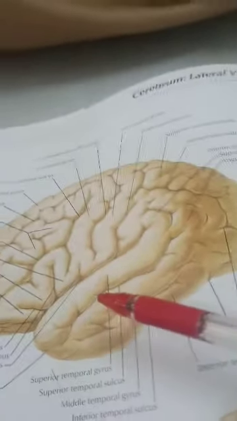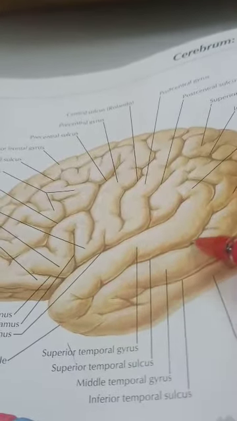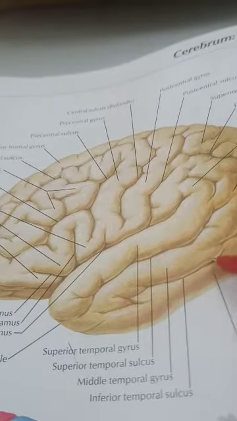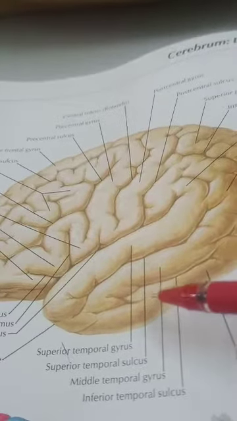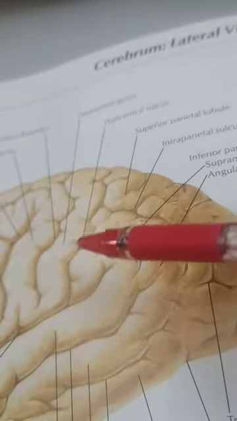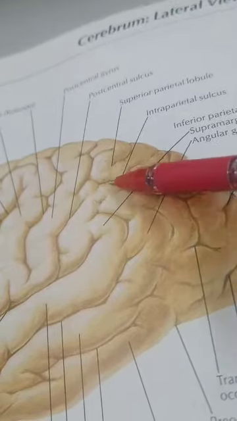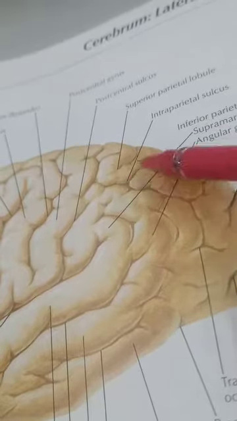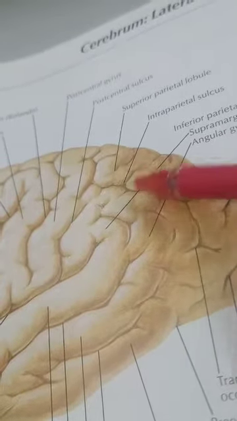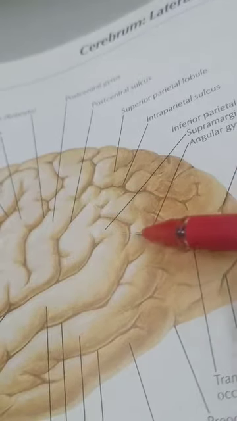and towards the temporal lobe also we can see there is a superior temporal sulcus and the inferior temporal sulcus, which divide the temporal lobe into superior temporal gyrus, middle temporal gyrus, and inferior temporal gyrus. Okay. Then posteriorly in the parietal lobe we can see there is a main sulcus, that is the intraparietal sulcus, okay, which divides it into superior and inferior parietal lobules. This is the superior parietal lobule and this is the inferior parietal lobule.